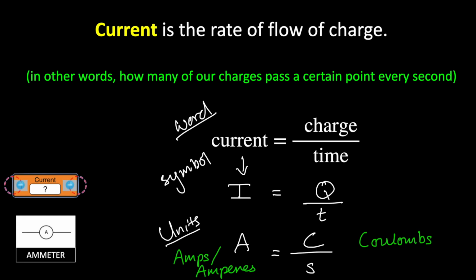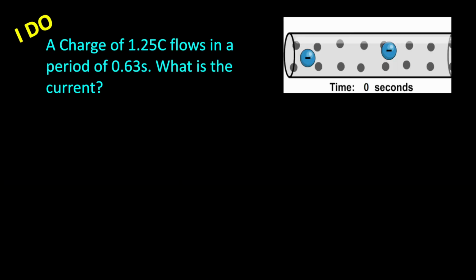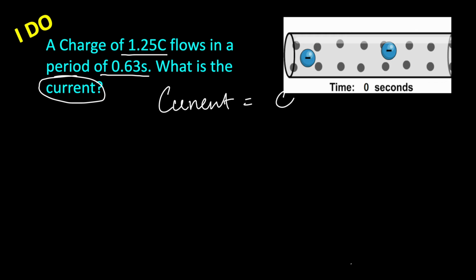Let's have a go at practicing this equation. A charge of 1.25 coulombs flows in a period of 0.63 seconds. What is the current? This is a fairly simple question, so have a go first. The first step to work this out is to write the equation. Current is equal to charge divided by time.